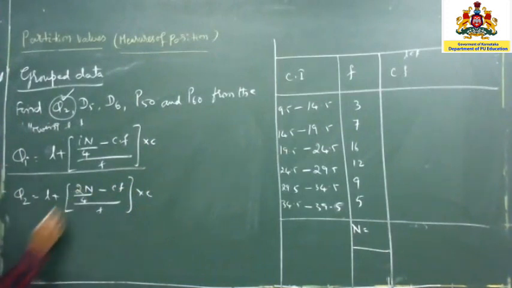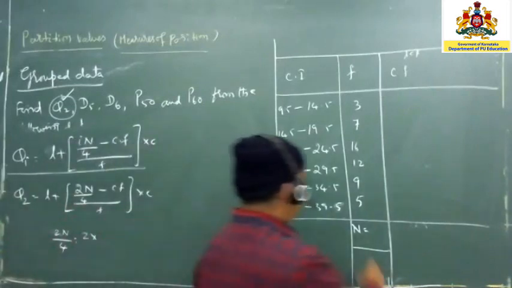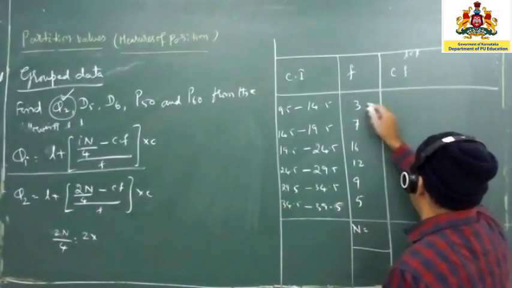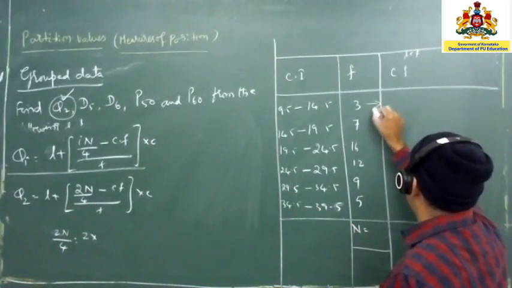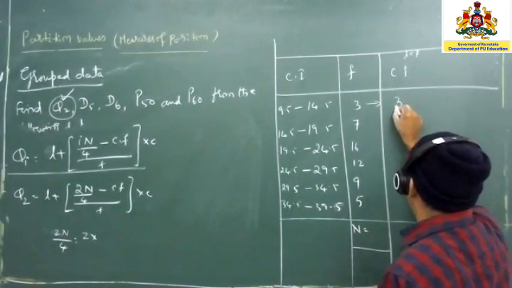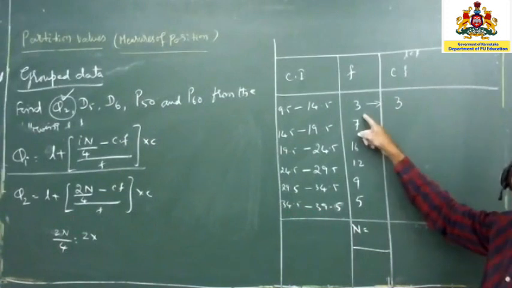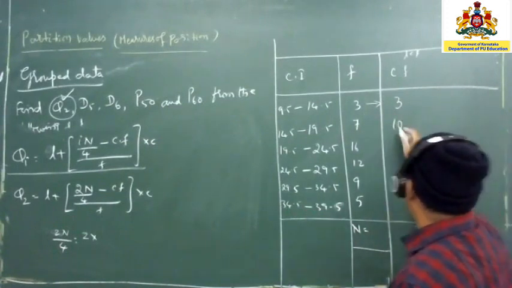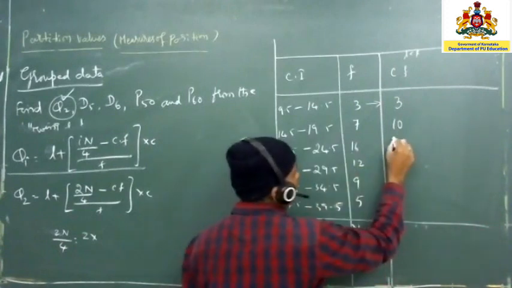So first we have to calculate 2n divided by 4. So what is 2n? 2 into what is n? Before calculating n, add here itself first, so that you can cross check also. If it is a CF, what we have to do? We have to place the first value as it is. 3 is there, 3 only. If it is 5, 5 only. First value you write as it is. 7 plus 3, 10. 10 plus 16, 26.